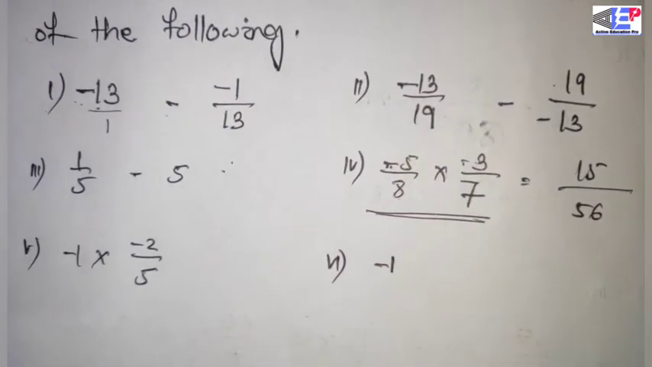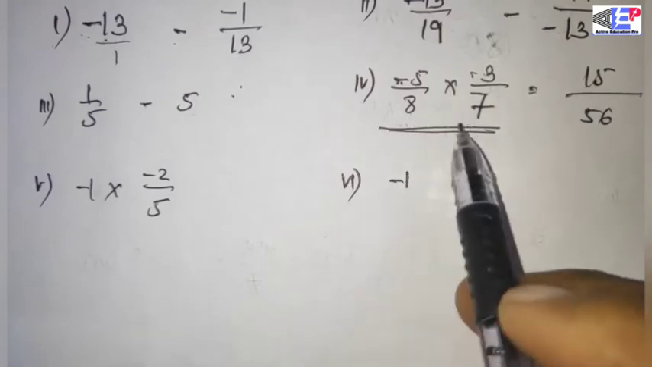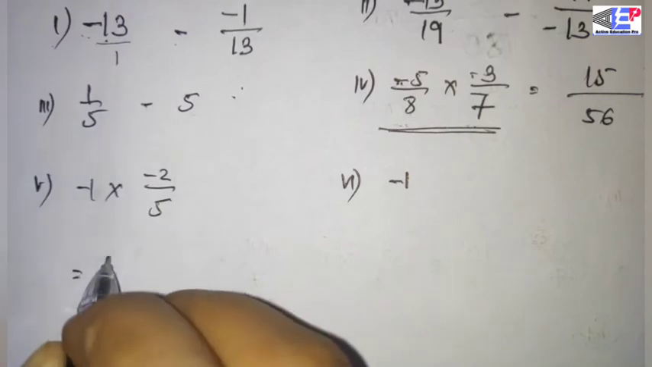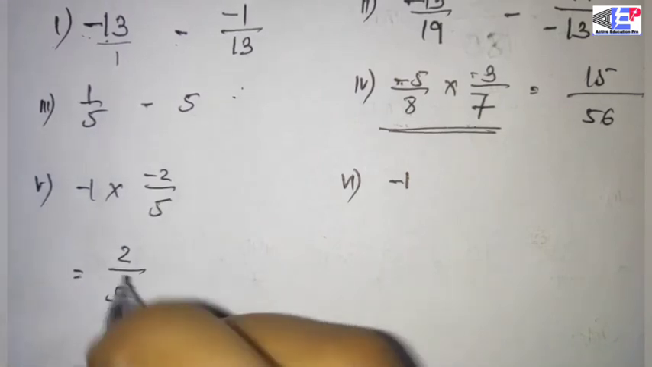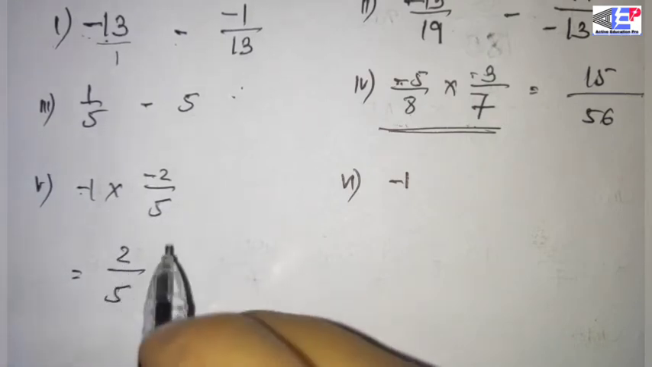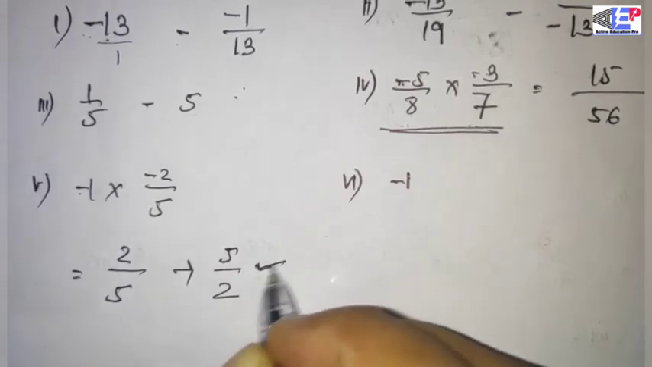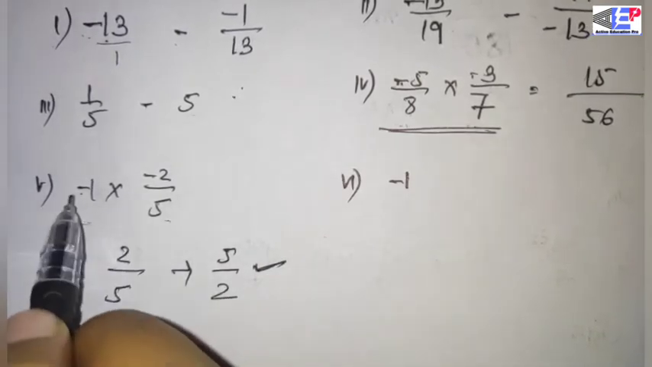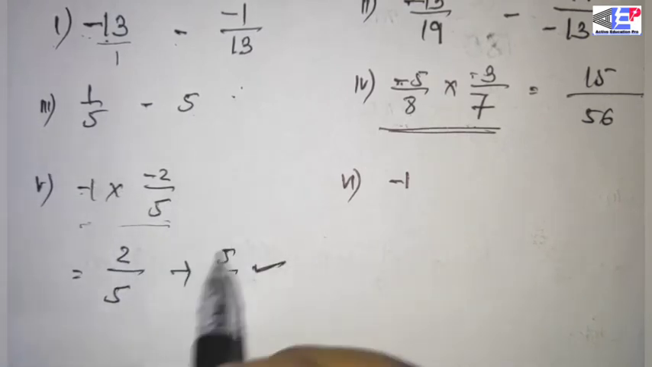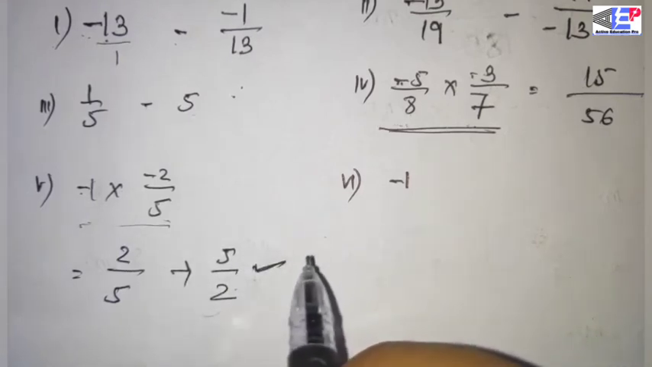56 by 15 is the reciprocal of the product of these two rational numbers. Next bit, minus 1 into minus 2 by 5. Similarly, first solve the product. Your answer will become 2 by 5, since minus with another minus becomes positive. The reciprocal of 2 by 5 is 5 by 2. It is your answer. 5 by 2 is the reciprocal of the product of minus 1 into minus 2 by 5. If you multiply this with that number, your product will become the multiplicative identity, that is 1.